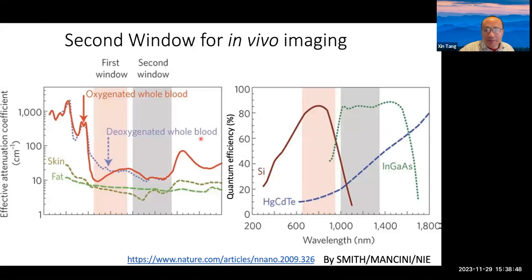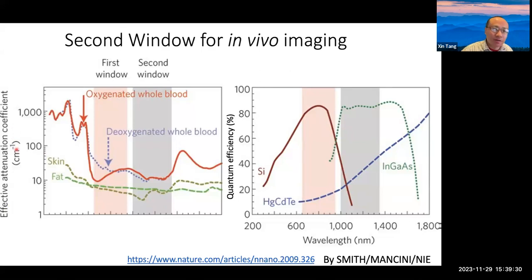This figure explains what I just said, that a longer wavelength light can penetrate through the samples better. So here, two figures. The first figure on the left shows the absorption of the light as a function of the light's wavelength. The x-axis is the same as here. The x-axis is the wavelength of the light from 200 nanometers to 1800 nanometers. Here the attenuation coefficient means how much light gets attenuated.